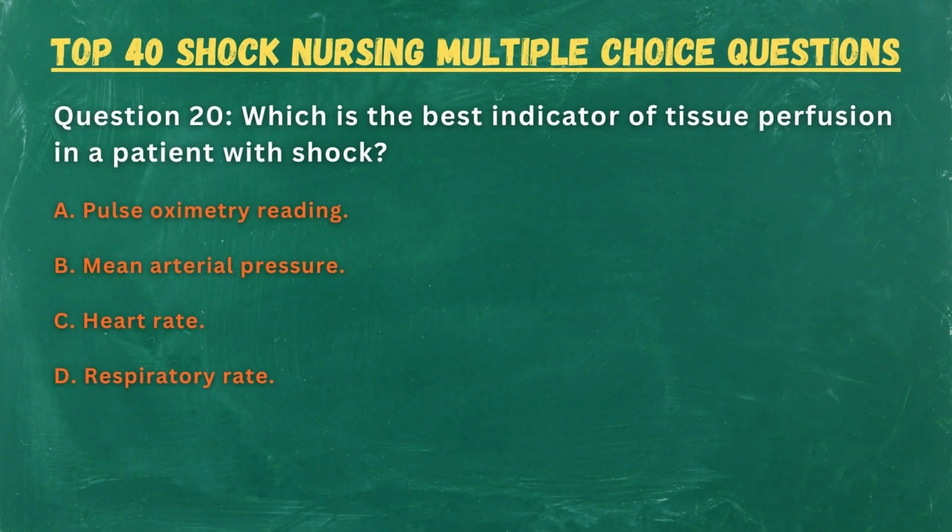Question 20. Which is the best indicator of tissue perfusion in a patient with shock? A. Pulse oximetry reading. B. Mean arterial pressure. C. Heart rate. D. Respiratory rate.